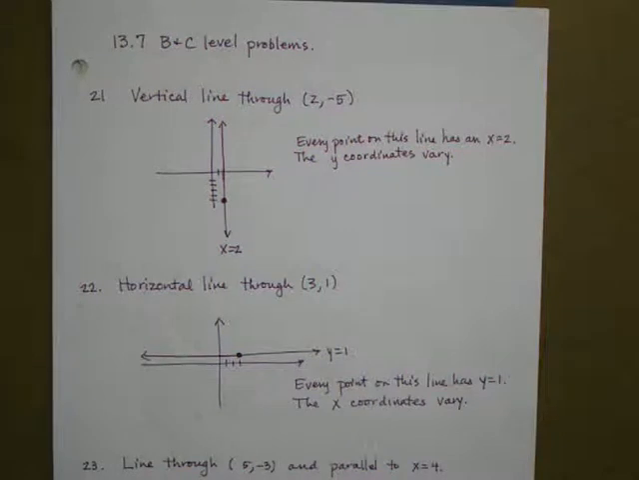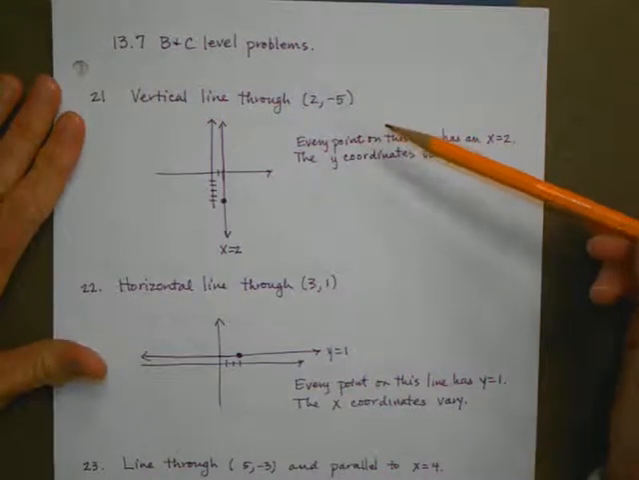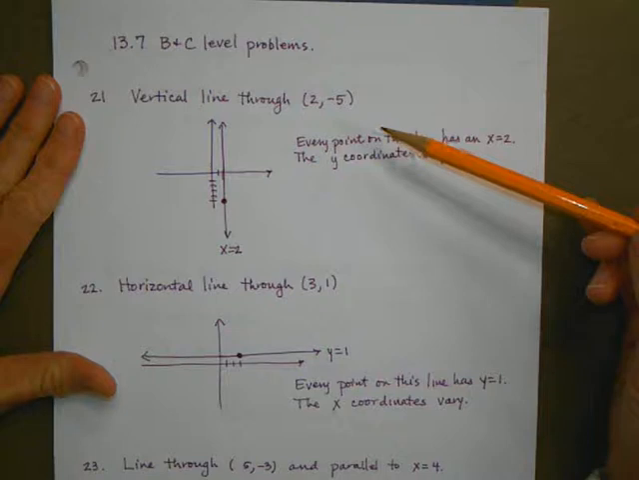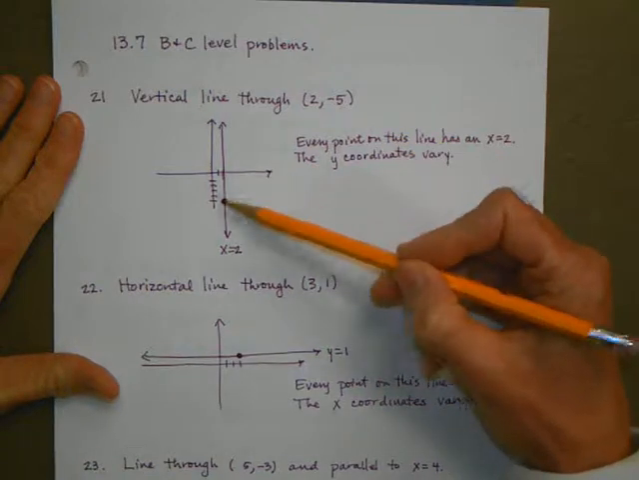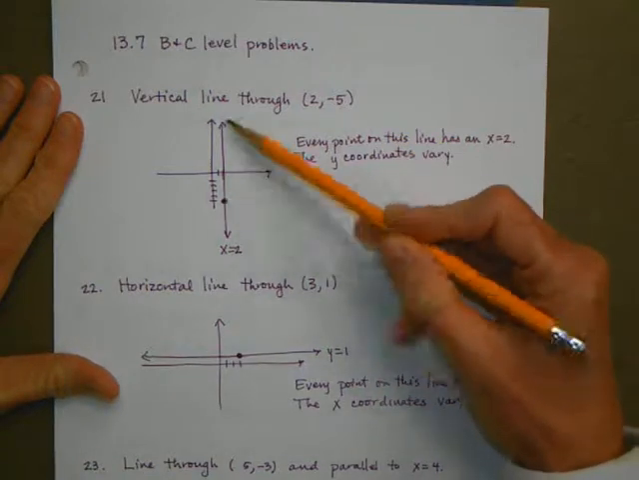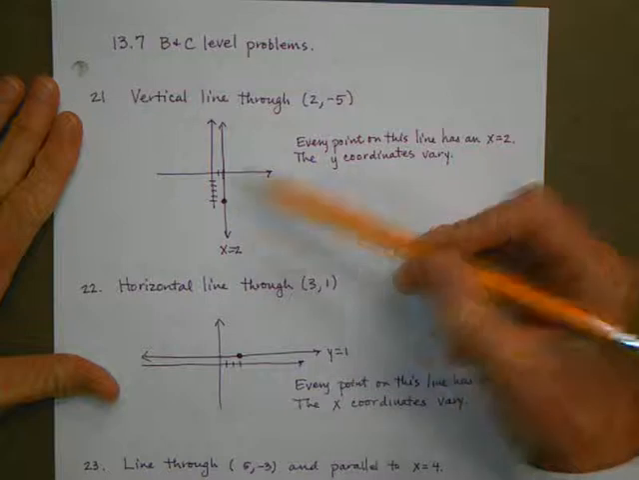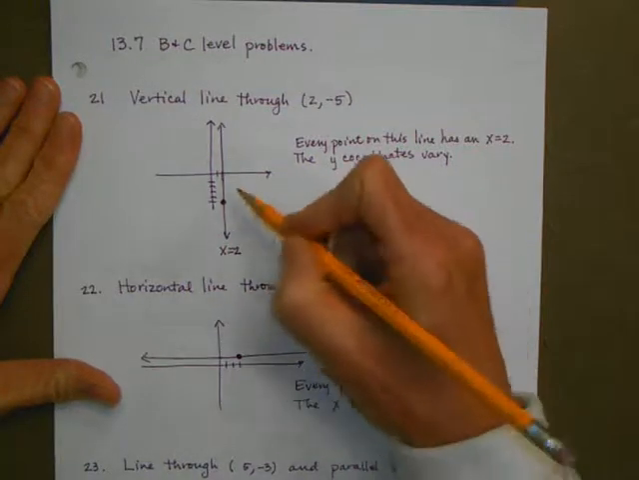Okay, we're talking about 13.7 today. And so the first problem that I think is a little more difficult is problem 21. You need to draw a vertical line through 2, 5. So here's the point 2, 5, over 2, down 5, and it's vertical. So we know that every point on this line has an x-coordinate of 2.